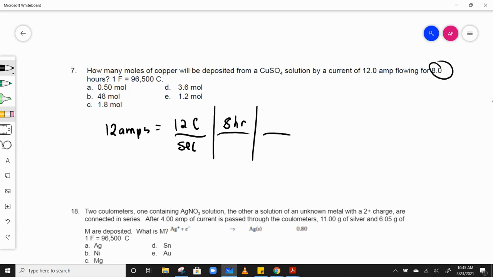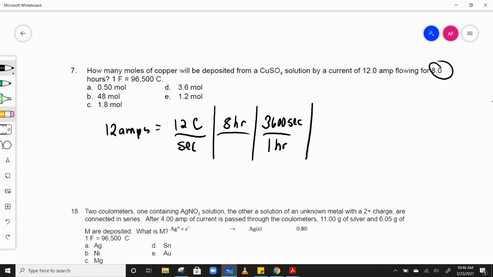So we're going to multiply by 8 hours, but we want to get rid of that hours. So it's 1 hour for every 3,600 seconds. You could go to minutes first if you want, but I just know this conversion already. So it's 3,600 seconds per hour. So again, coulombs per second, that's what amps are. So 12 coulombs per second. Then we'll get the number of coulombs.